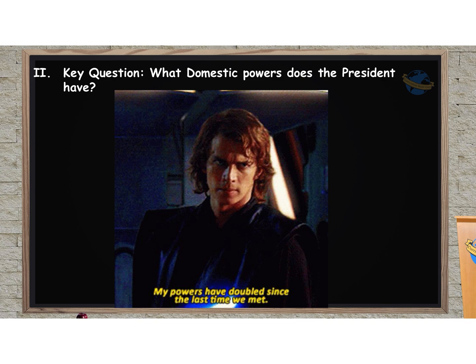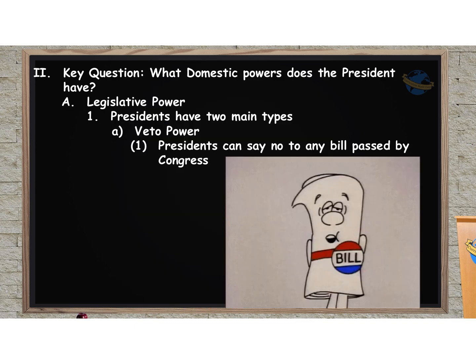So now that you know what the president can do outside the country, let's look at his domestic powers. That is, the powers he has to use within the country's borders. The president does have some legislative power. Now remember, legislative power is the power to create laws. So while the president cannot create laws, he can veto bills passed by Congress. That is, Congress passes a bill, and the president has the ability to say no and stop it from becoming a law.